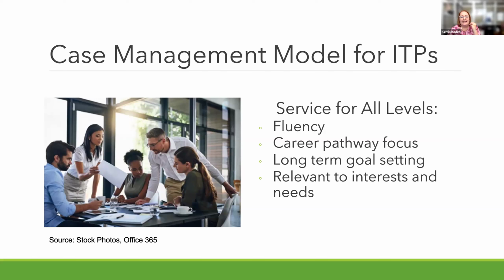Sometimes they may feel that they are not learning what they need or that the class is not meeting their expectations. So by including case management, they can stay engaged in the ESL classes and still get that career focus that they are looking for.